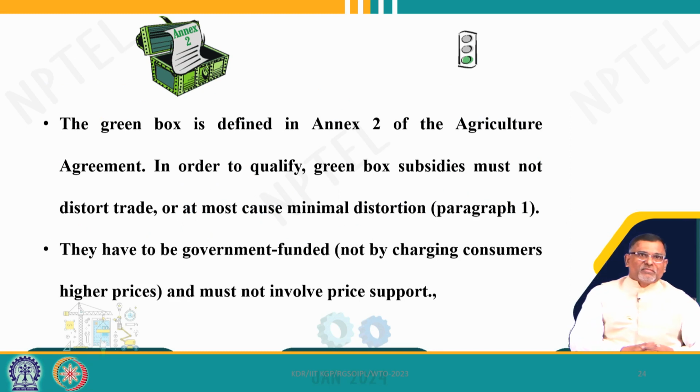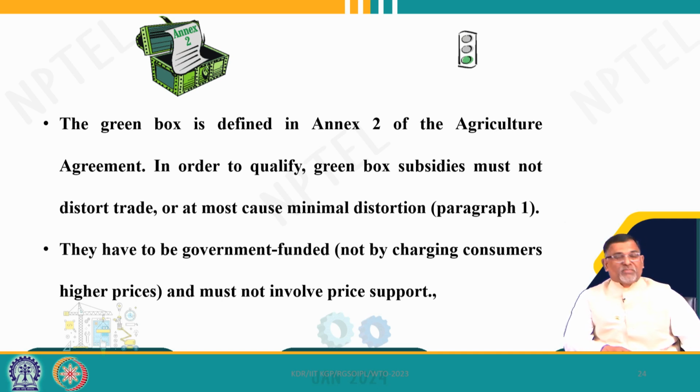Now, it comes to the third box, that is the green box. Green box, as in a traffic light, green. So, it is permitted subsidies, which are considered to be non trade distorting, or you can say that it is minimal distortion. So, it has to be funded by the government, not by charging consumers, and must not involve price support. Then it will be green subsidies.